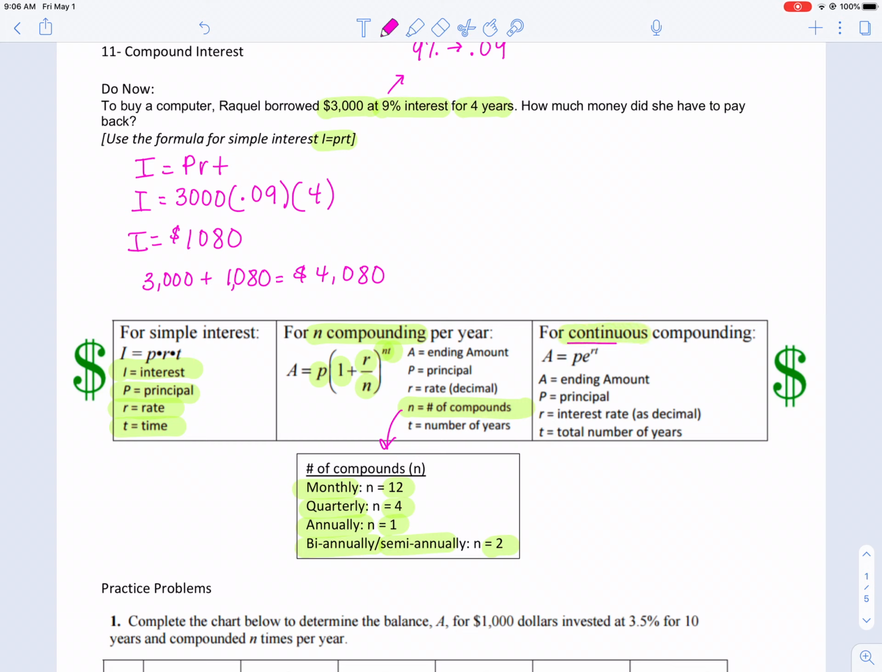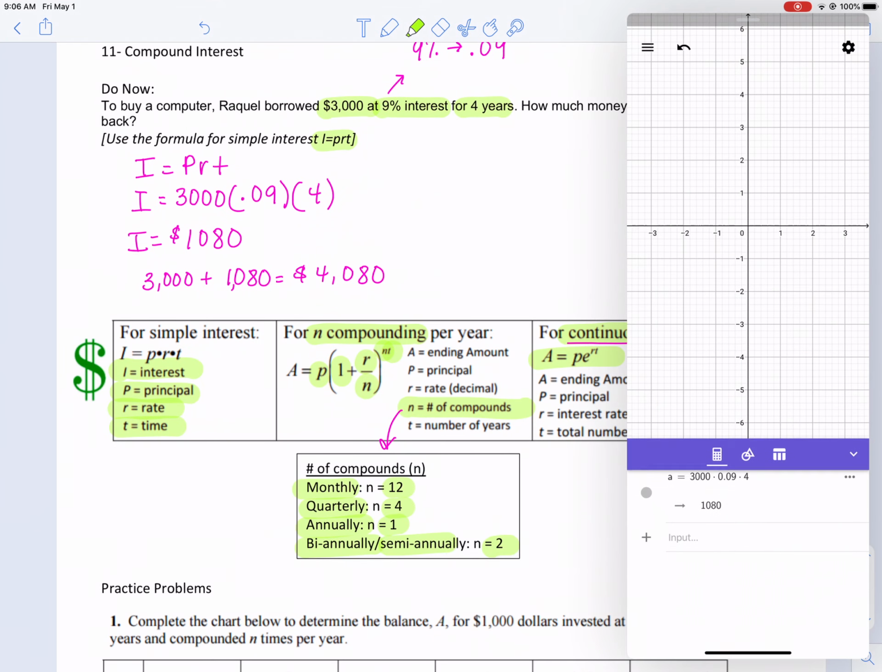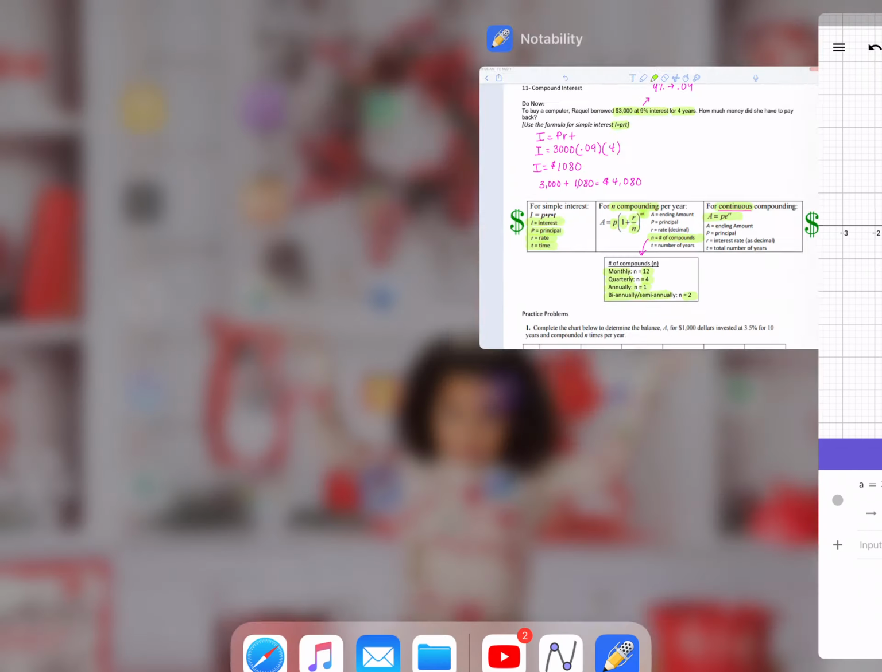This is your key word. If you see the word continuous ever in a problem, it means you are no longer going to be compounding using that middle formula. You're going to use A equals PE to the RT, okay? And that's a really important formula where to get your ending amount, you take your principal times that base of E. So if you go into GeoGebra, okay, I'm going to just make it big so you could see it.